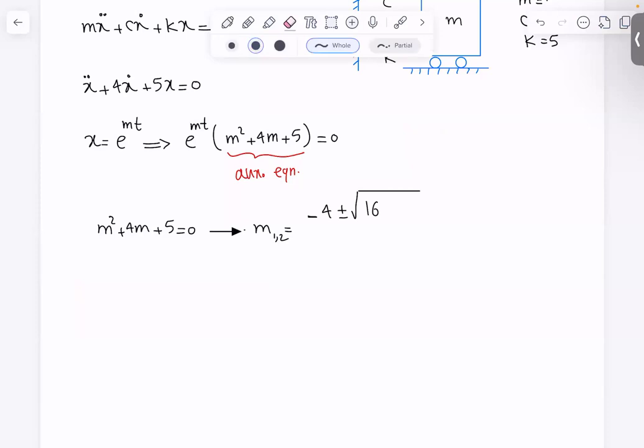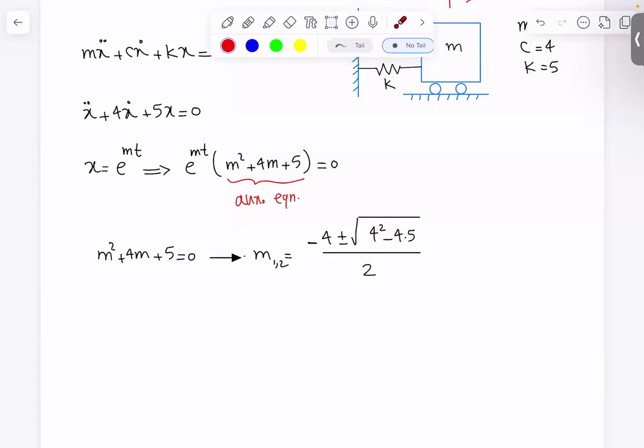So we have 4 squared or 16 minus 4 times 5 or 20, divided by 2. Right? And now the problem is what we have under the square root, that's a negative number, right? Because this will be negative 4 plus minus the square root of 16 minus 20, divided by 2. And of course, the square root of negative 4 gives us an imaginary number, which is 2i. And then we divide by 2, we get just i.